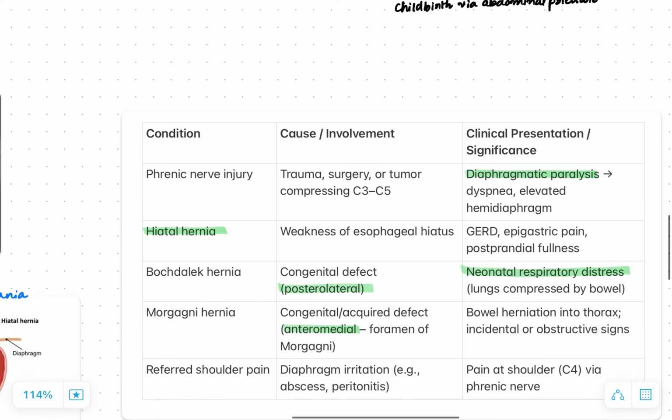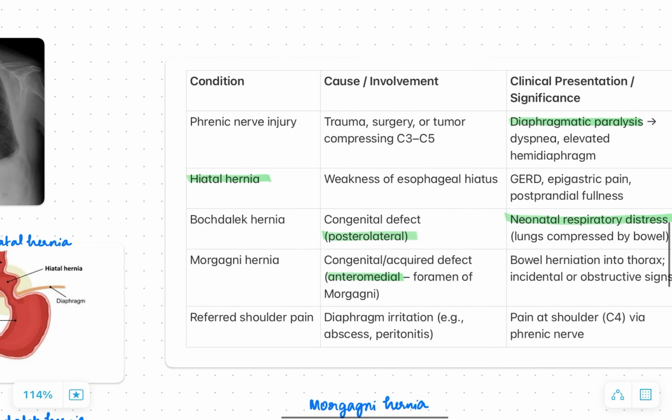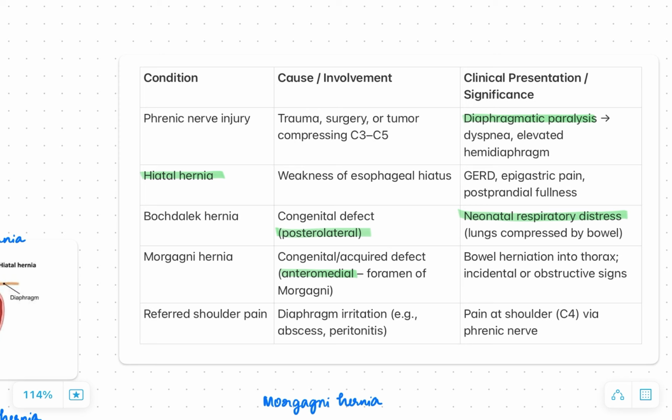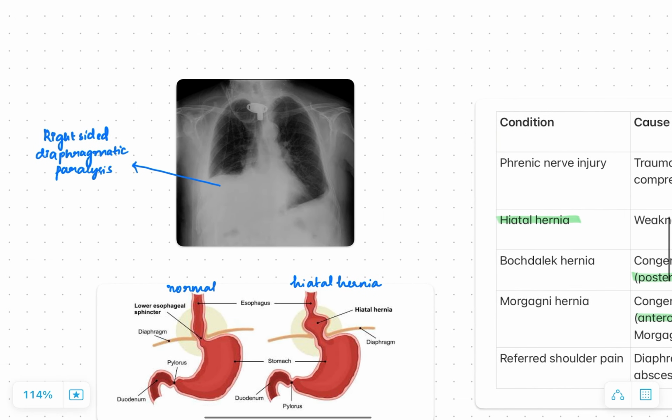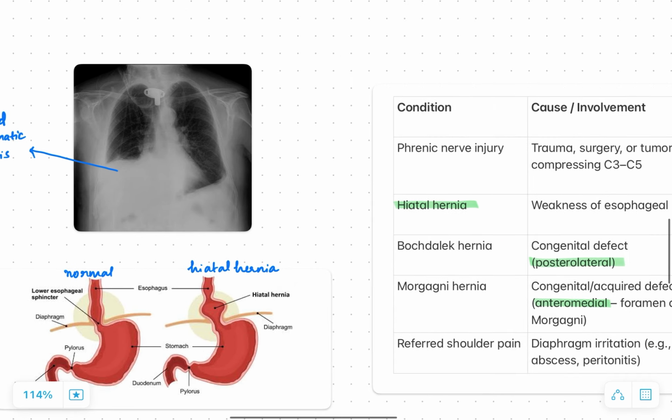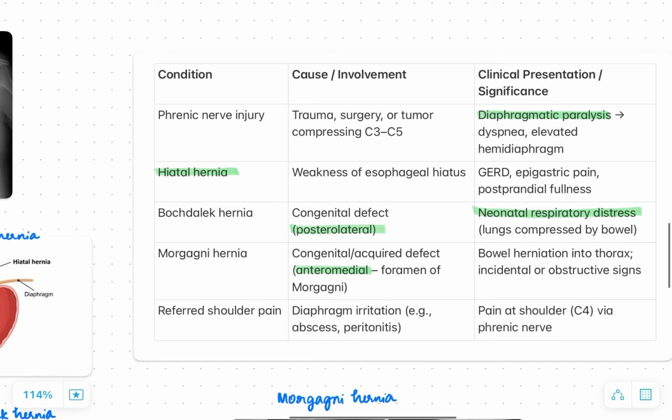Next, what is the clinical significance of this? Whenever there is phrenic nerve injury, like in trauma or surgery or any tumor compressing C3 to C5, because the phrenic nerve root value is C3, C4 and C5, it will cause diaphragmatic paralysis. Here there will be an elevated hemidiaphragm and also dyspnea. We can see in this picture right-sided diaphragmatic paralysis, where the right side is more elevated because of the paralysis.